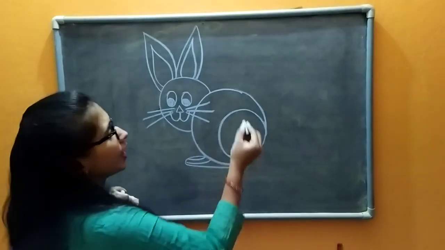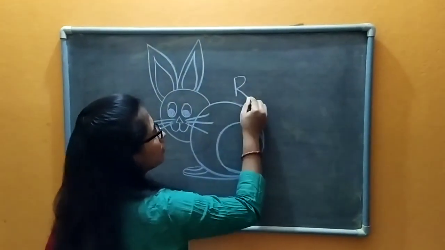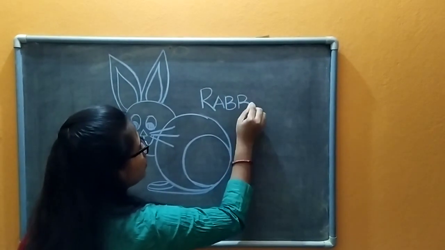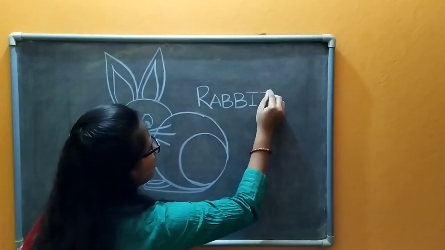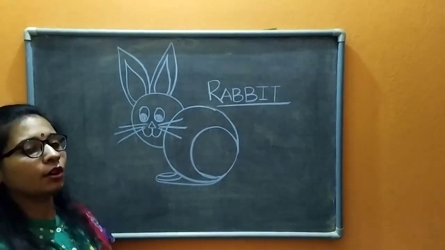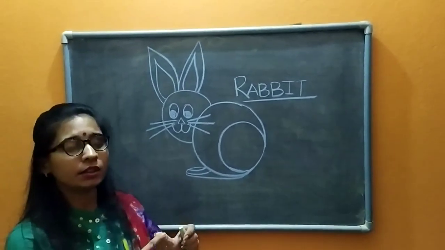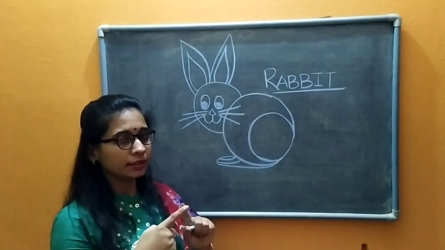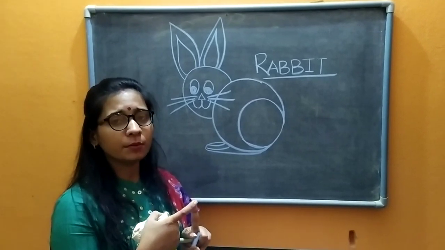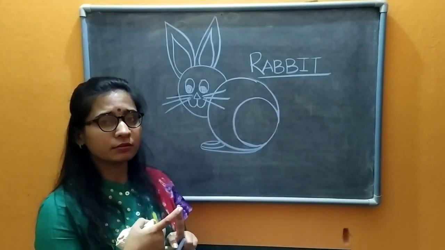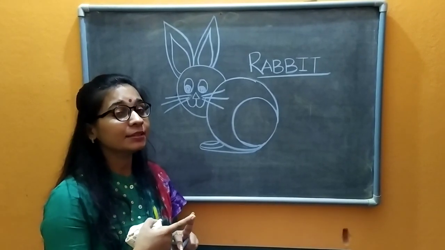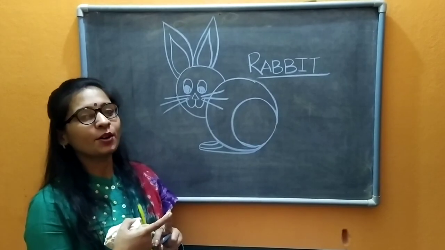Now what is the spelling of rabbit? R A double B I T, rabbit. So what we have learned today to draw? First of all, what we have drawn? We have drawn a sun. Then second one is bird. What we have drawn at third, do you remember? Was it a ladybug? Is it? No. Then think and answer me in my comment box. Bye bye.